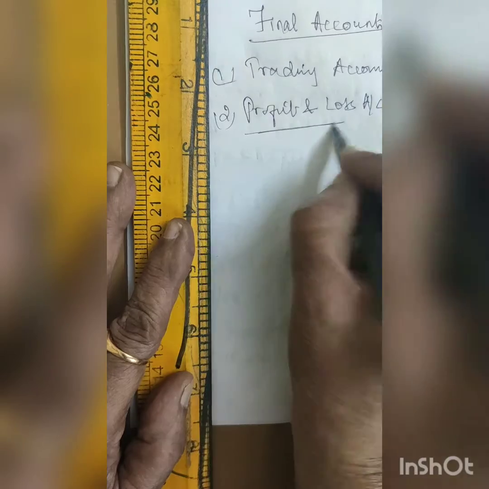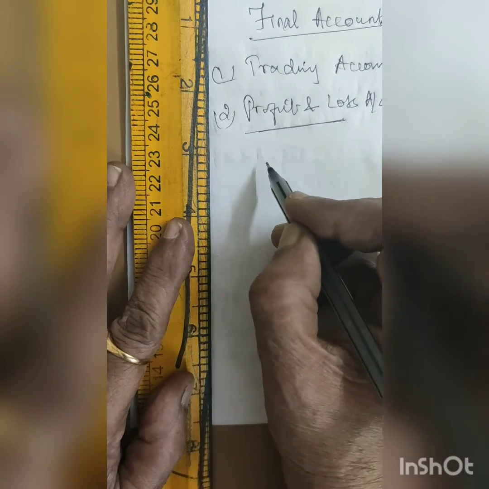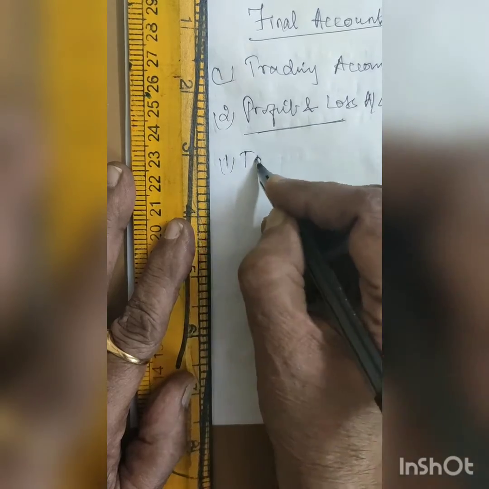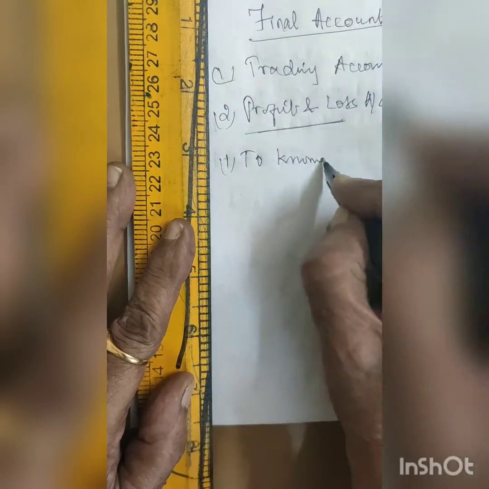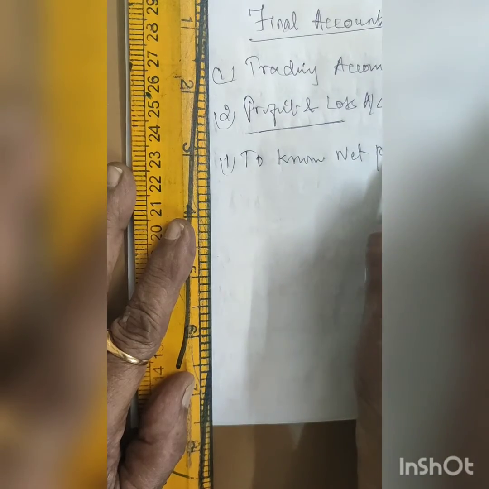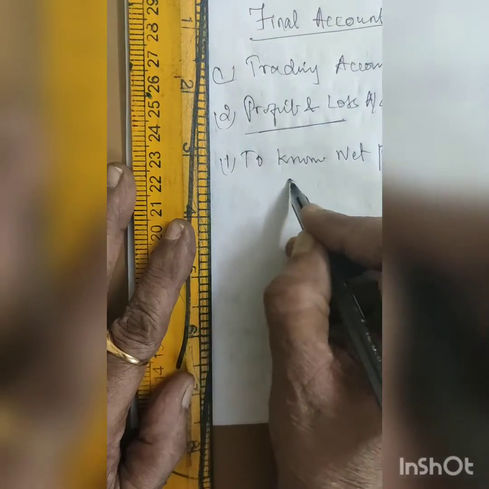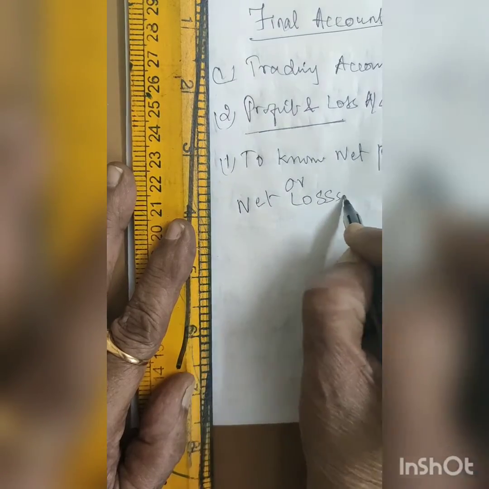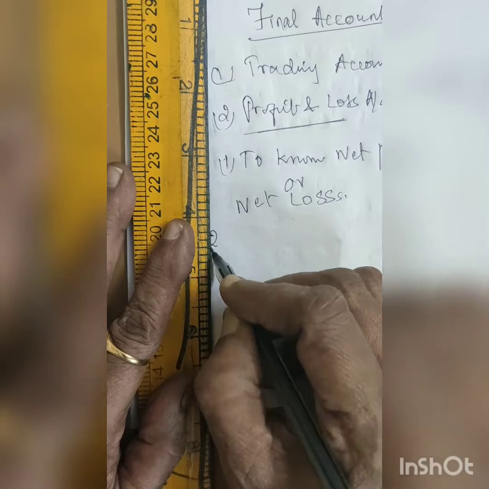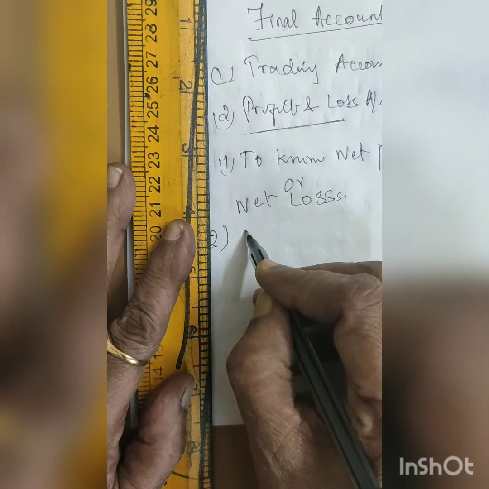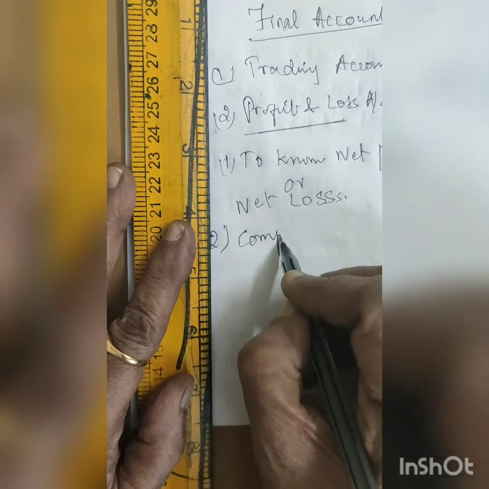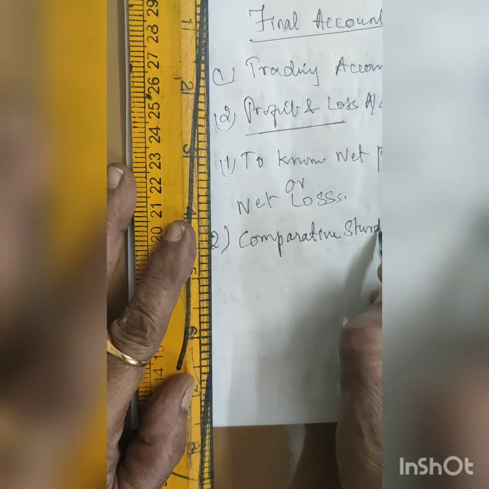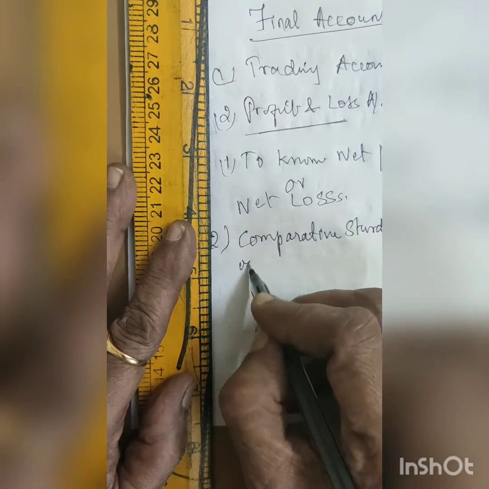Now, what is the use of this profit and loss account? It gives importance in the way, number one, to know the net profit or net loss. And the second thing, it gives the comparative study of profitability.